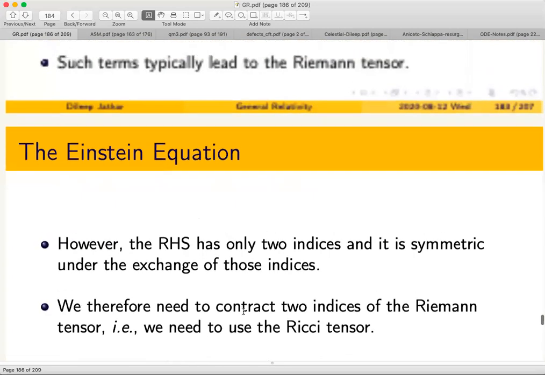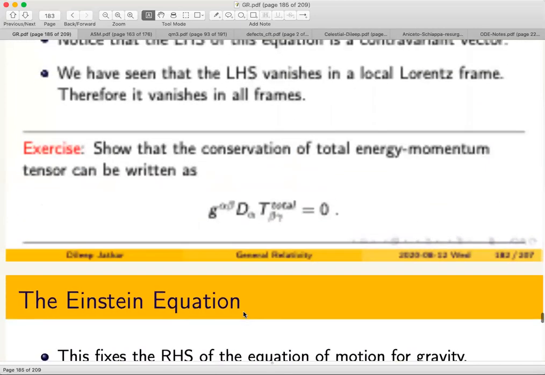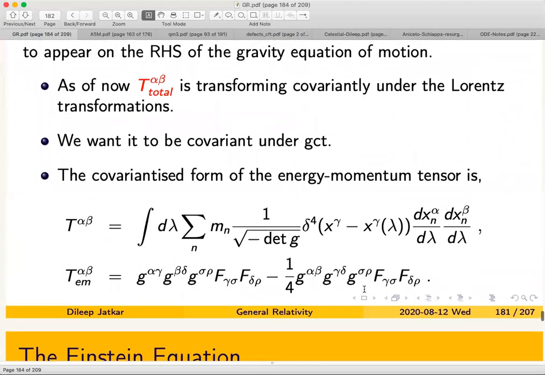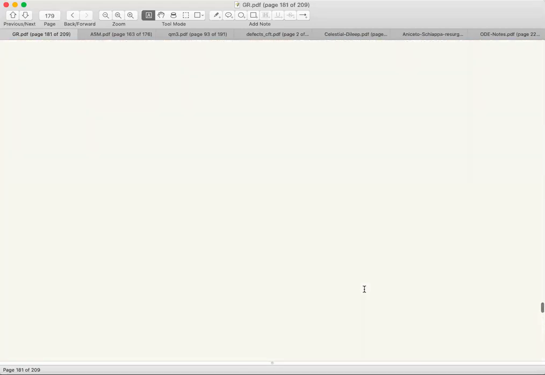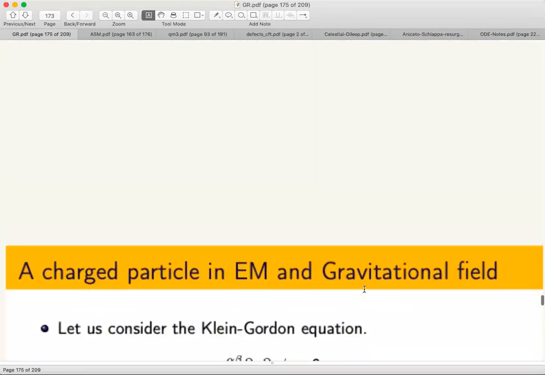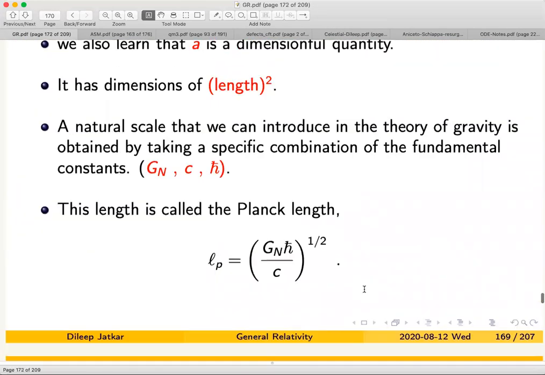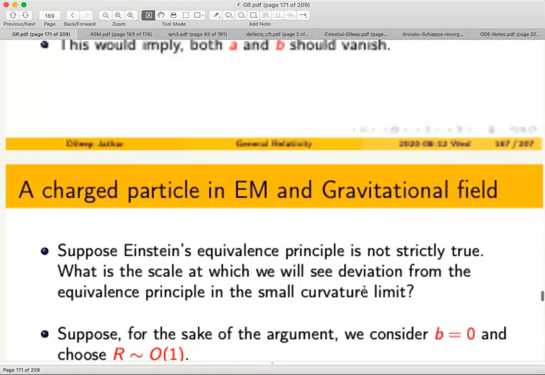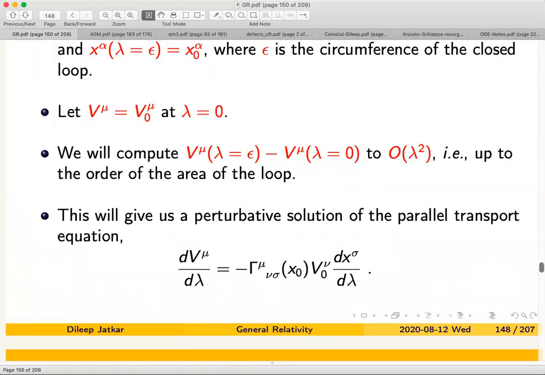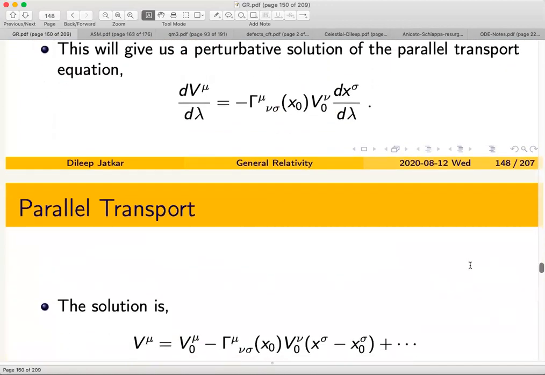Okay, so let's go back to some Riemann tensor expression. You may have to scroll back a lot, but it's okay. Okay, but anyway, yeah, maybe somewhere here.